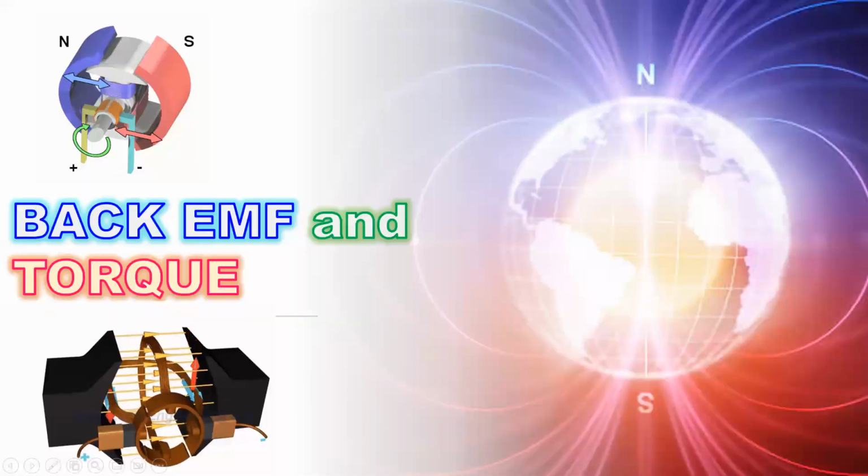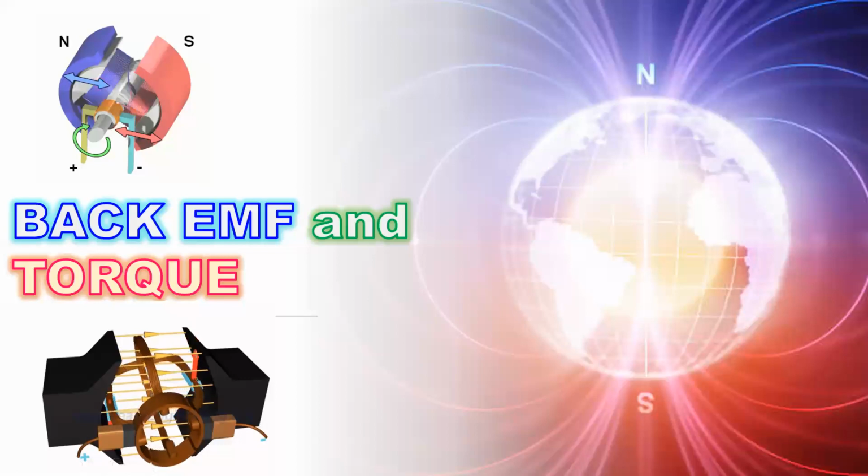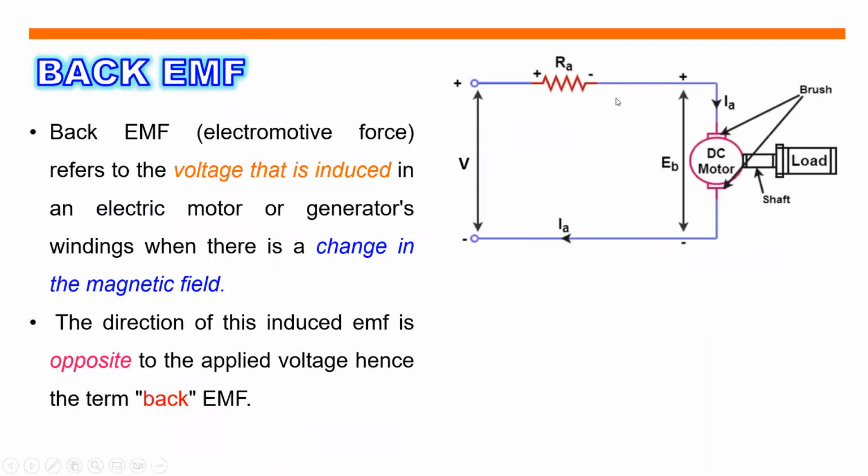Ito ang pag-uusapan natin ngayon, back EMF and torque. Back EMF, so ang ibig sabihin ng EMF ay electromotive force. It refers to the voltage that is induced in an electric motor or generator's windings when there is a change in the magnetic field. The direction of this induced EMF is opposite to the applied voltage, hence the term back EMF. So makikita natin dito, meron tayong equivalent circuit ng ating DC motor.